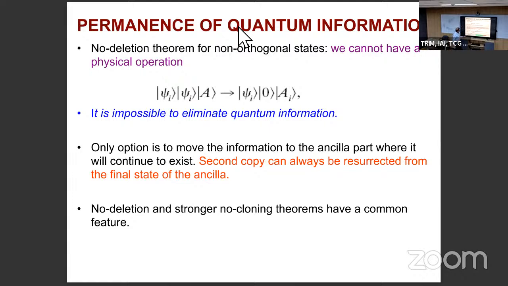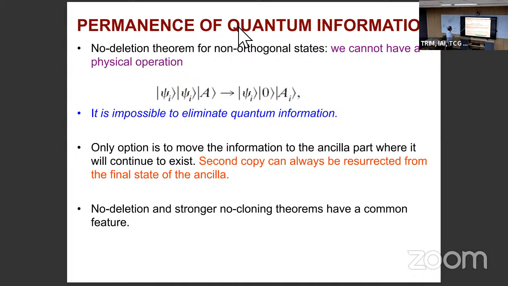So what I'm going to tell now is the non-deletion theorem along with the stronger no-cloning theorem that leads to some kind of notion of permanence of quantum information, which is not there in classical information. Okay, so the non-deletion theorem you can also prove for two non-orthogonal states: you can show that there is no physical operation which will take this psi i psi i and the state of the machine to this psi i 0 and a 0, your blank state. This was actually later proved by Richard Jozsa in 2004. That means it is impossible to eliminate quantum information.